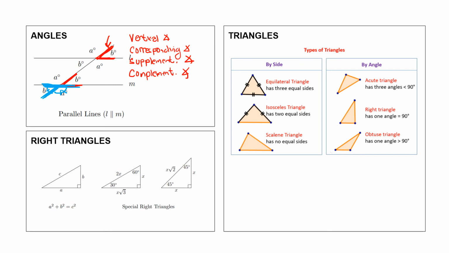Moving on to triangles. When we're looking at the sides of the triangle, we have equilateral, isosceles, and scalene. Equilateral means you have all sides equal. Isosceles means that you have two sides equal. And scalene means no sides are equal.